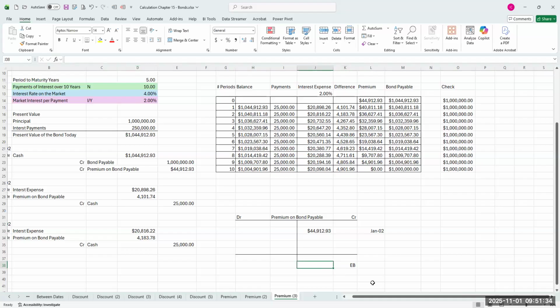How can I bring the credit balance down to 0? By adding debits. So for that reason, on the amortization of the premium, you have to add every period the difference between the interest expense and the payment. And that's how you keep going. That will be your amortized premium on July 1st. Next one will be January 2nd, and keep going until you bring that premium, that's 44,912.93, down to 0.